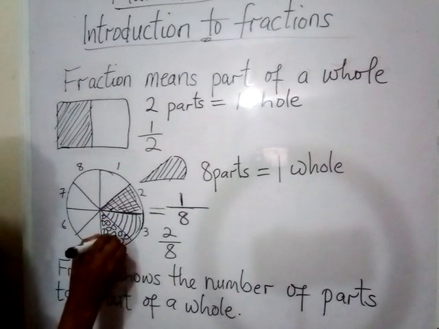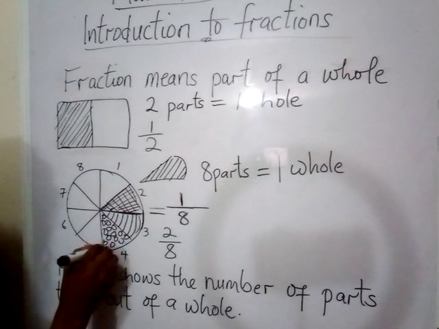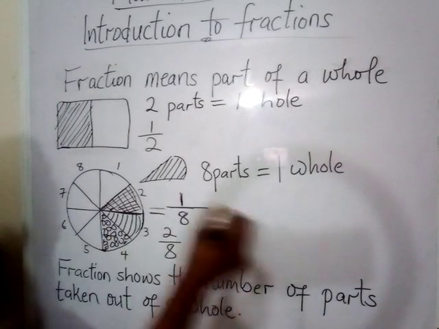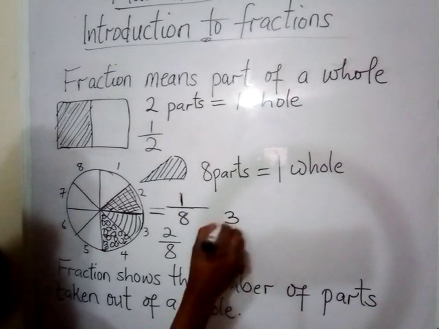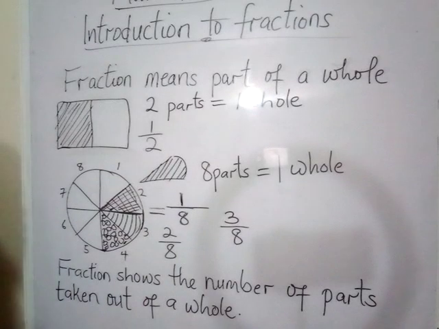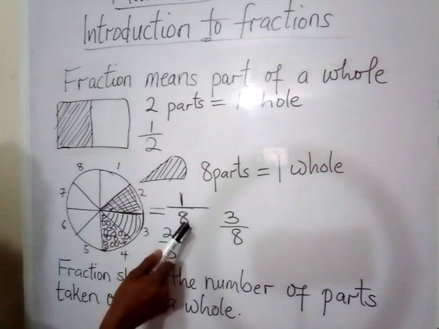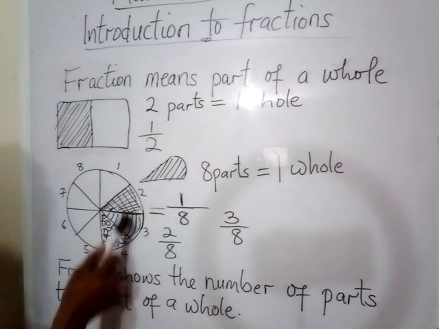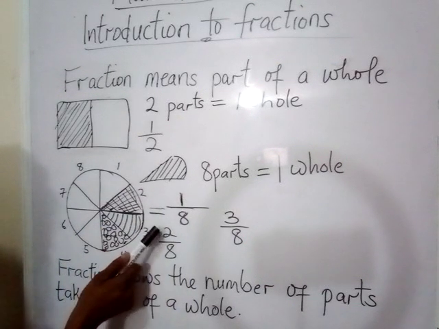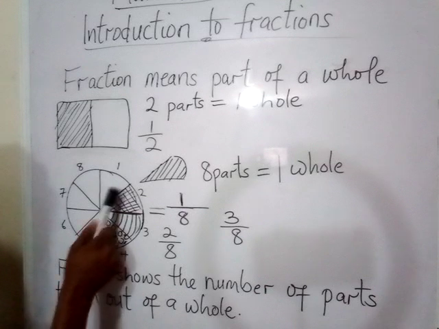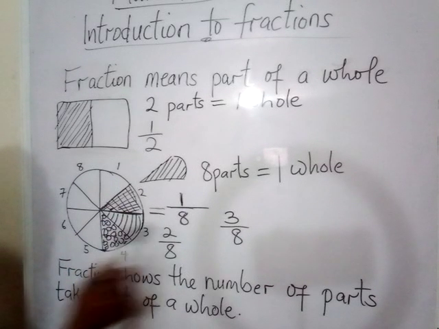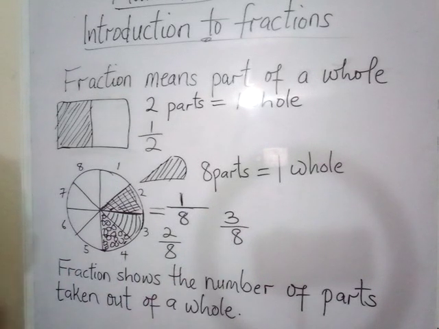Just want to show this. Actually using difference. So this one will be 3 out of 8 parts. So if you shade 1 part, it's 1 out of 8 parts. If it's 2 parts you're taking out of this pizza, it is 2 out of 8 parts. And if it's 3 portions or 3 parts you're taking out, it's 3 out of 8 parts.